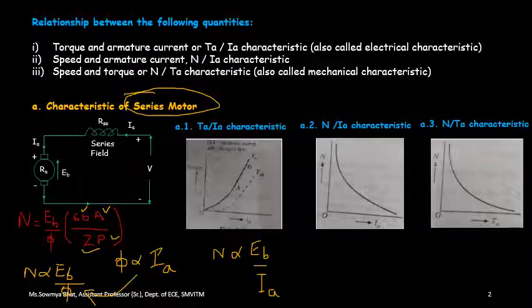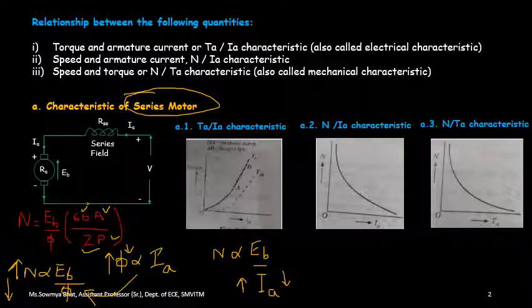So for lighter loads, the IA value is decreased. If IA value is decreased, the flux value is decreased. When the flux value is decreased, the value of speed is increased, because those two are inversely proportional to each other. Next, during the heavier loads, the armature current is increased. If the armature current is increased, flux is increased. If the flux is increased, the speed is decreased.